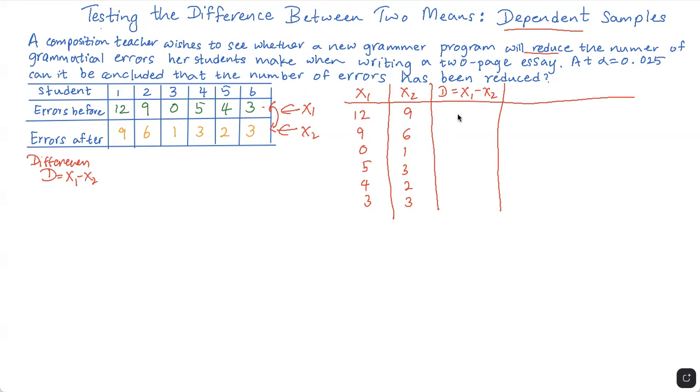So 12 minus 9 is 3. 9 minus 6 is 3. 0 minus 1 is negative 1. 5 minus 3 is 2. 4 minus 2 is 2. 3 minus 3 is 0. So this is the difference.